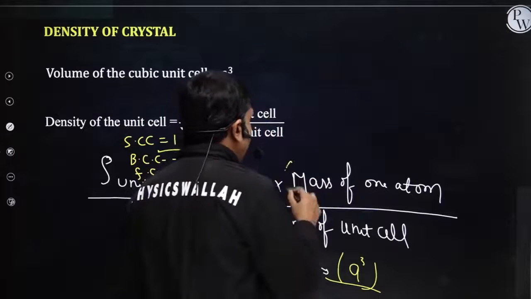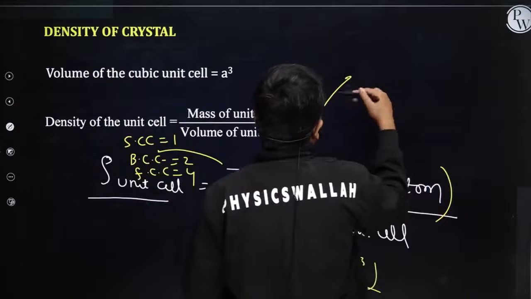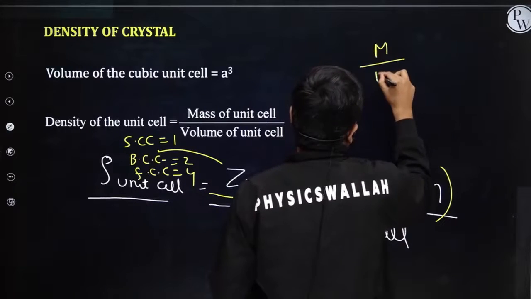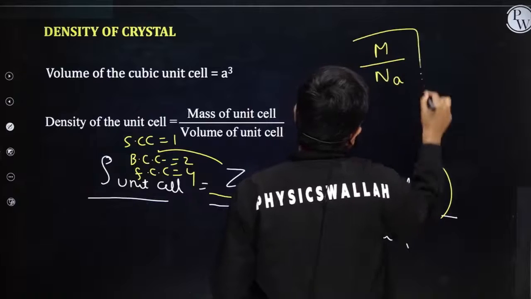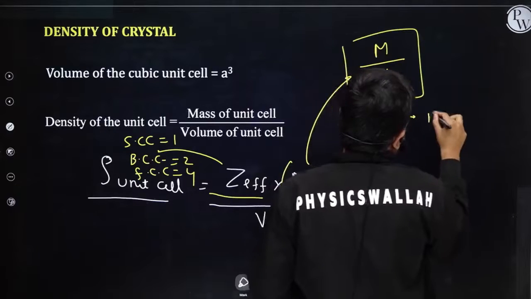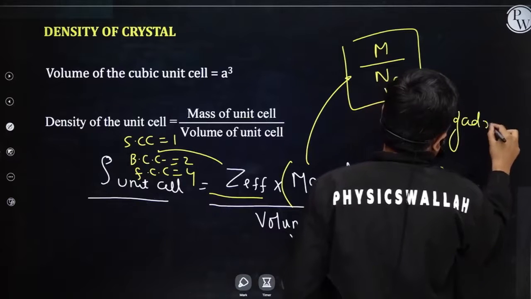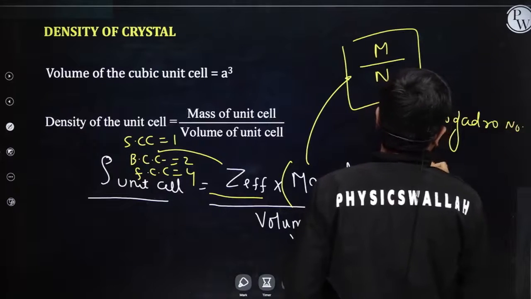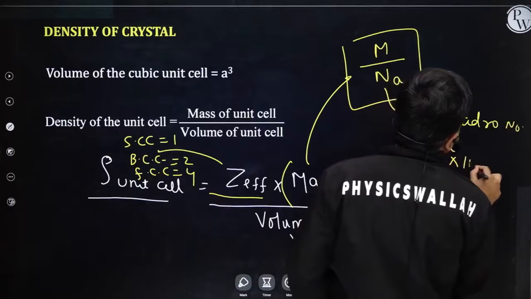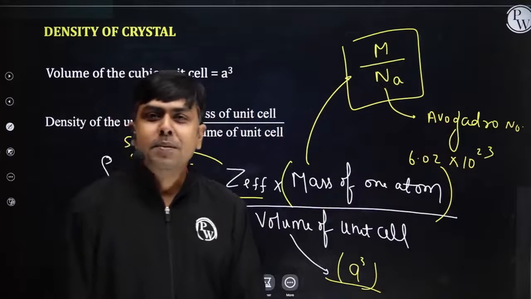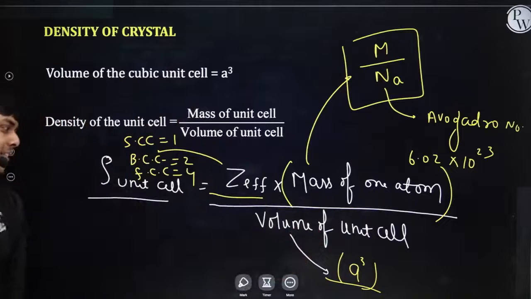What's the mass of one atom? If M is the molar mass, then mass of one atom is M upon Na. What is Na? Avogadro number, which is having a value 6.02 into 10 raised to the power 23. Am I clear, students? Please copy all these things.